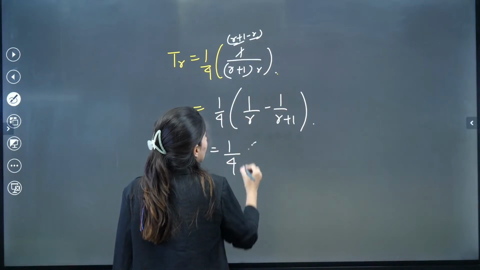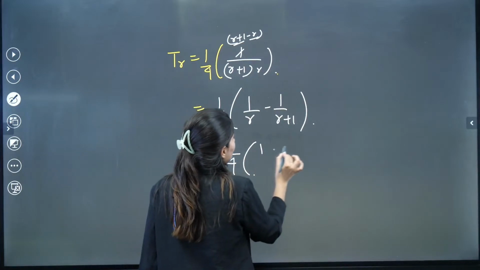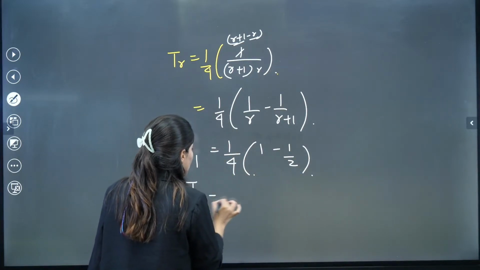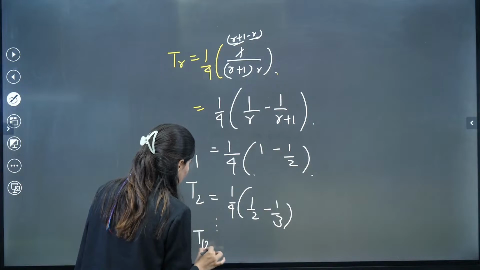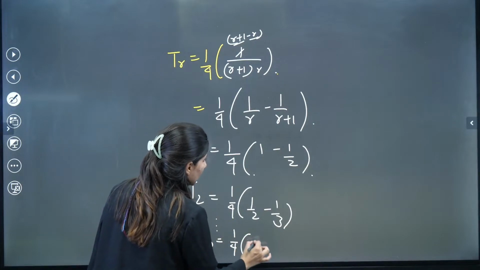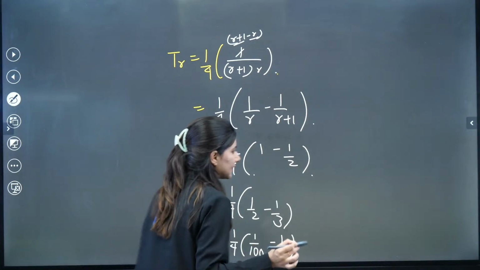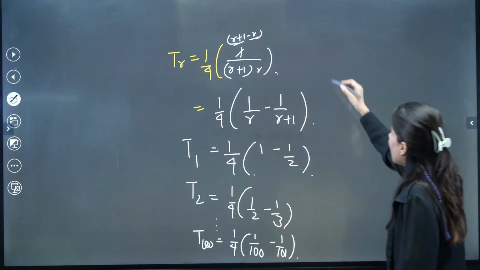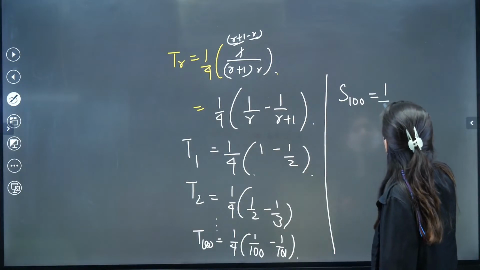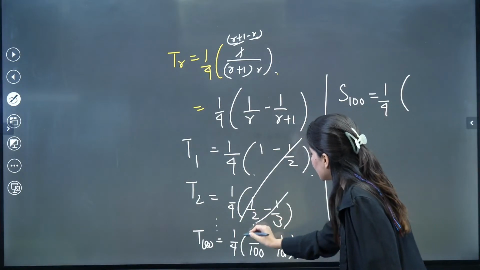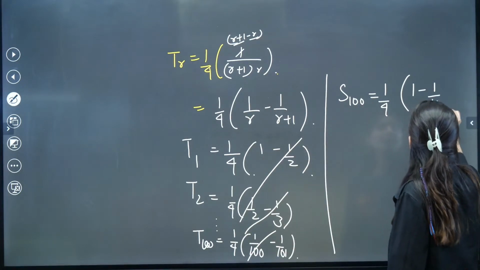So 1 by 4 and now TR. Okay, so T1 will be, who is going to tell me T1? So T1 will be 1 minus 1 by 2. What about T2? 1 by 4 upon 1 by 2 minus 1 by 3. And all the way up to T100, because we need to go up to the 100th term, so 1 by 100 minus 1 by 101. That's it, full stop. So the moment we add everything, we are going to get the sum of 100 terms. This is going to be 1 by 4 common, and 1 by 2, 1 by 2, 1 by 3, 1 by 3 gone. So we are going to be left with 1 minus 1 upon 101.